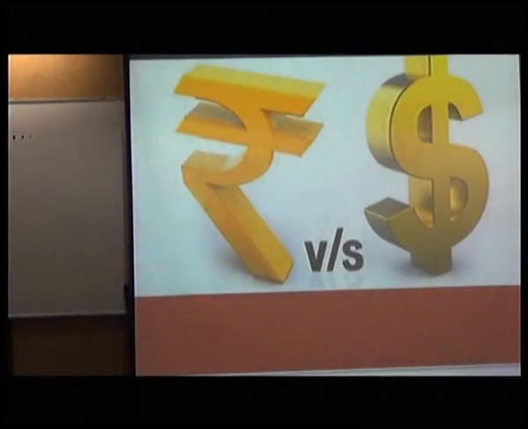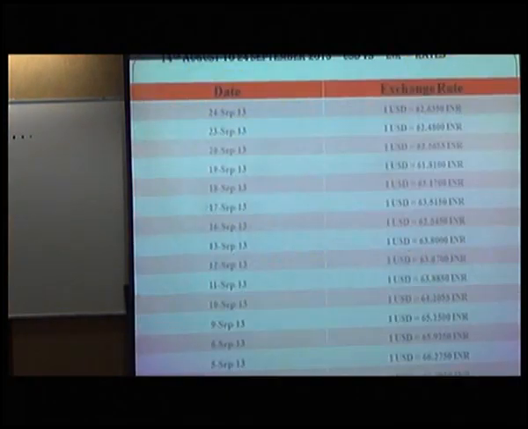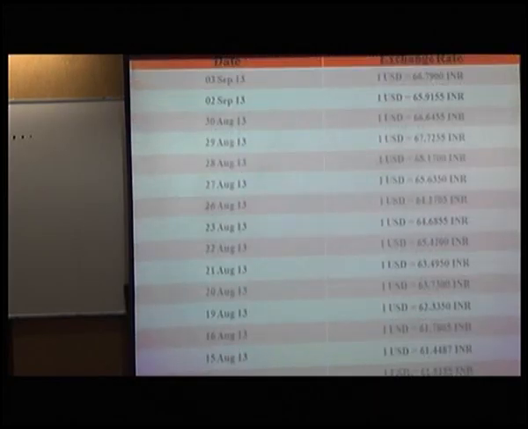Now, we just try to compare the dollar versus the rupee in the recent past. In August and September 2013, our rupee declined a bit more, and the highest was on the 28th. It touched 68.17 rupees per dollar.